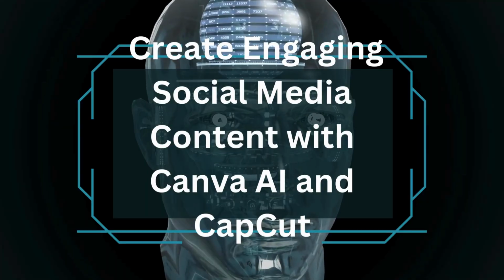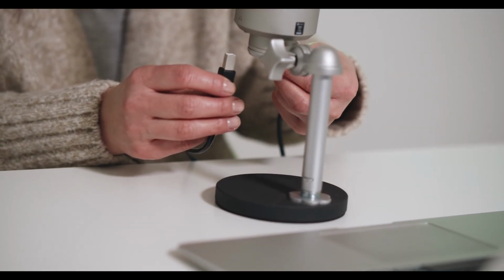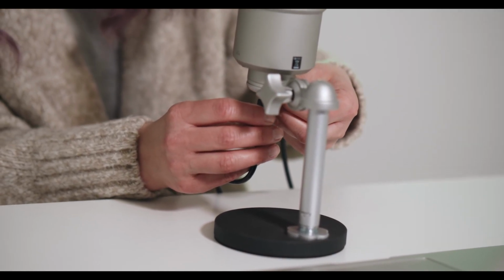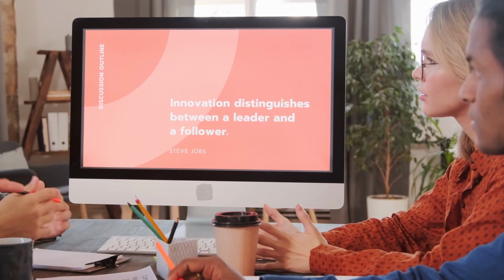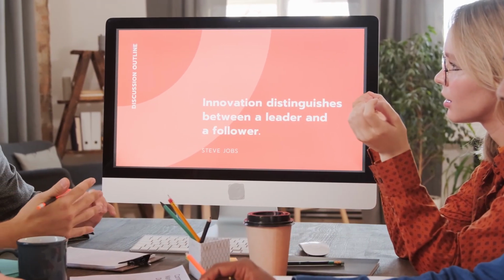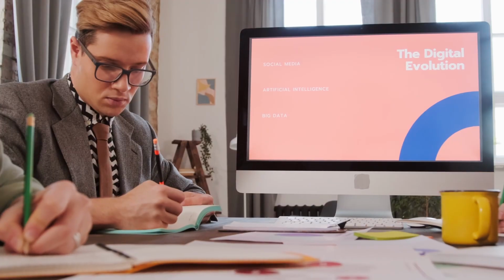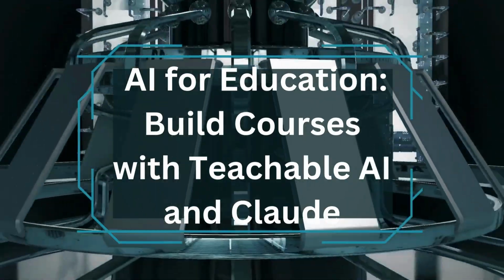9. Create engaging social media content with Canva AI and CapCut. Use Canva AI and CapCut to craft eye-catching social media posts and reels, with step-by-step guides for beginners to boost engagement and save time.